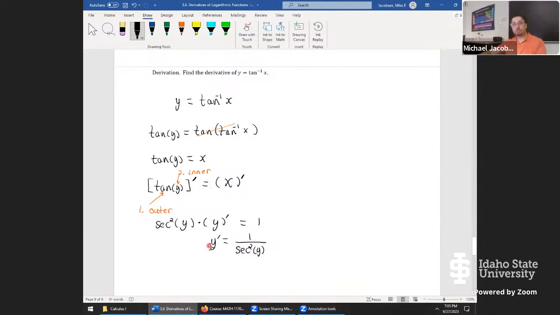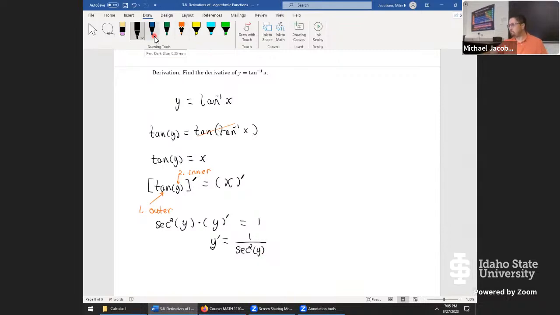Even though I'm not using Leibniz notation to say dy dx, there's still a requirement that your function came in as a variable x for its independent variable. Your derivative must have the variable x as well. So this is where we have to do something to try to bring it back.